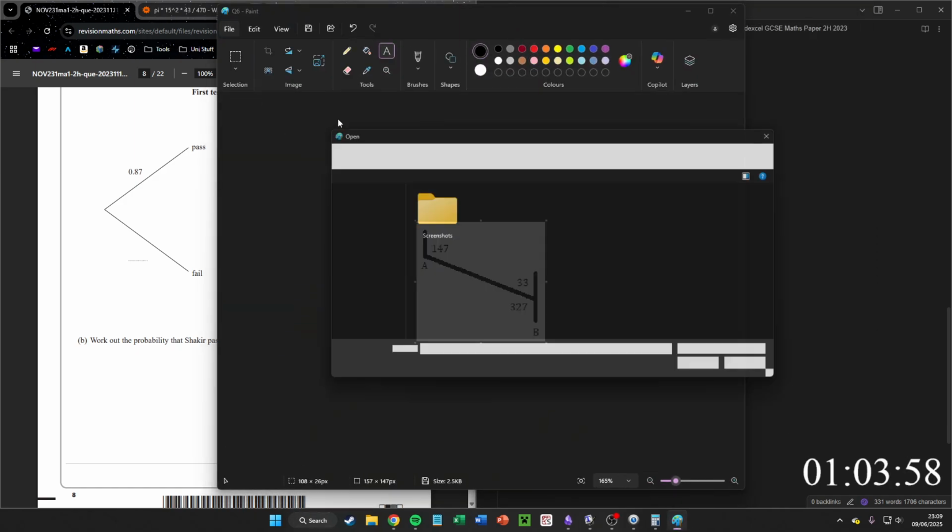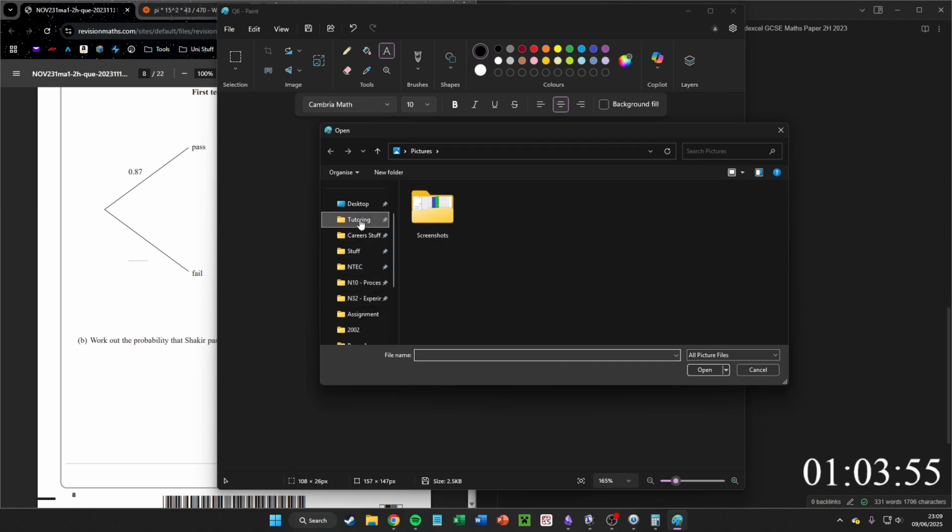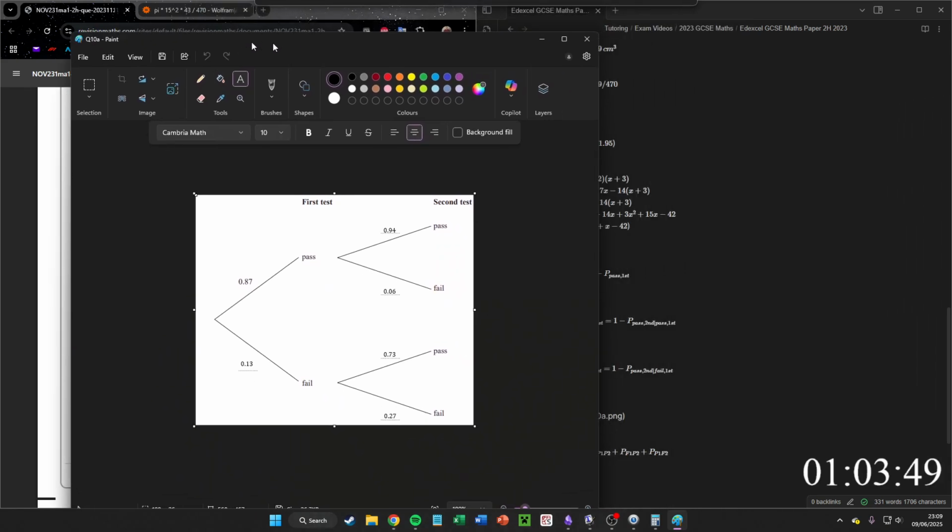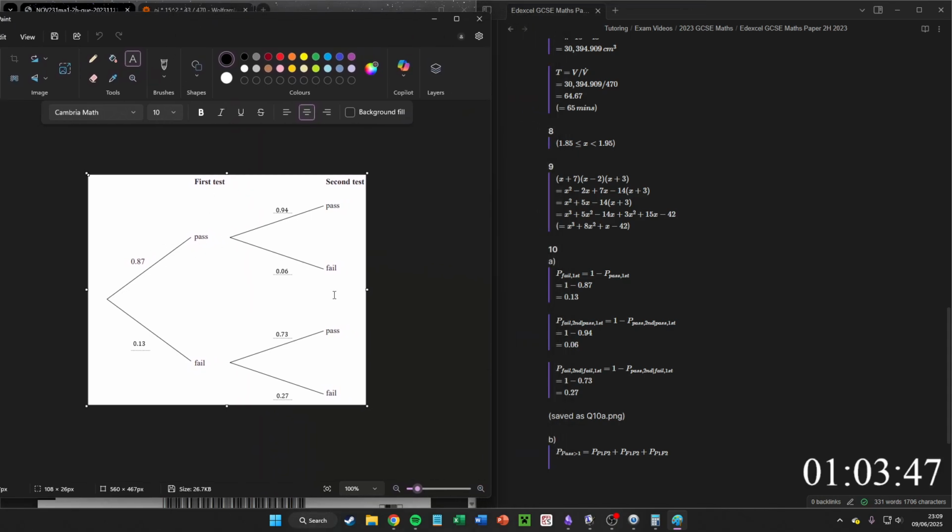That was question 6. I'll look at question 10A. To find the probabilities, we can just multiply. And so that's going to be pass 1, pass 2 is 0.87 times 0.94. Fail 1, pass 2 is 0.13 times 0.73. And then pass 1, fail 2 is 0.87 times 0.06.